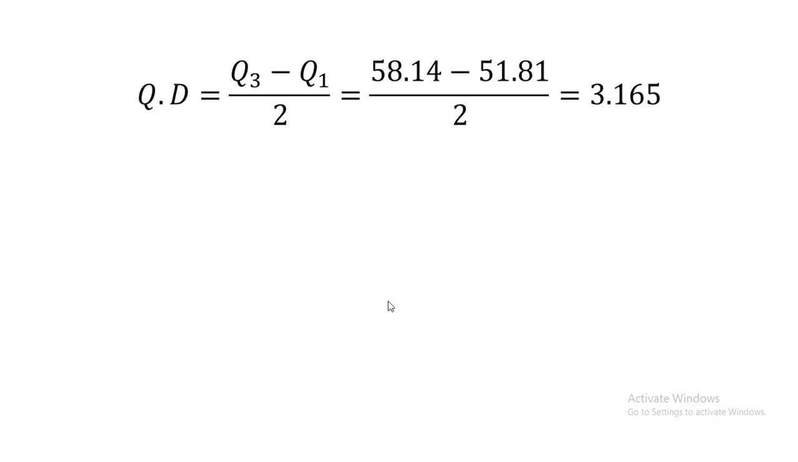The next step is the same: Q3 minus Q1 divided by 2. We take the difference of the upper quartile value and lower quartile value and divide it by 2. So the final answer is 3.165. Now it is very important for these questions that you know how quartiles are calculated. Once you know how to calculate quartiles, you can easily solve these questions because it's one step further. You need to calculate quartiles first and then quartile deviation.